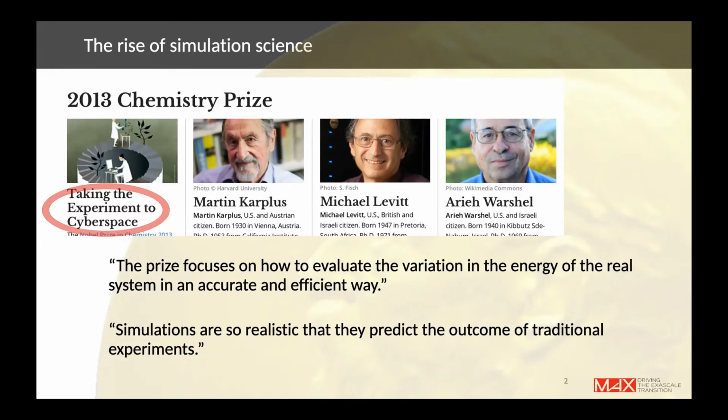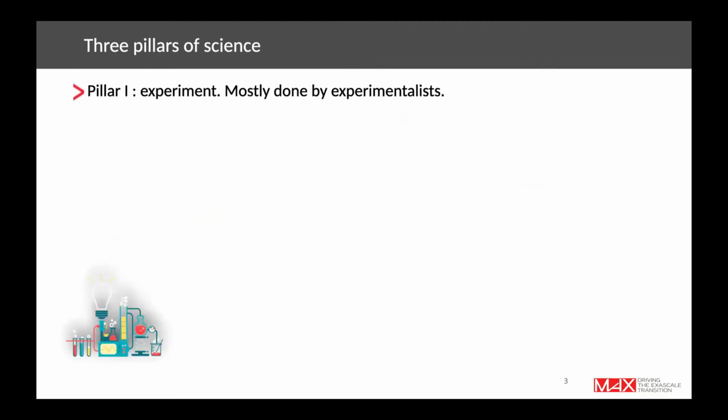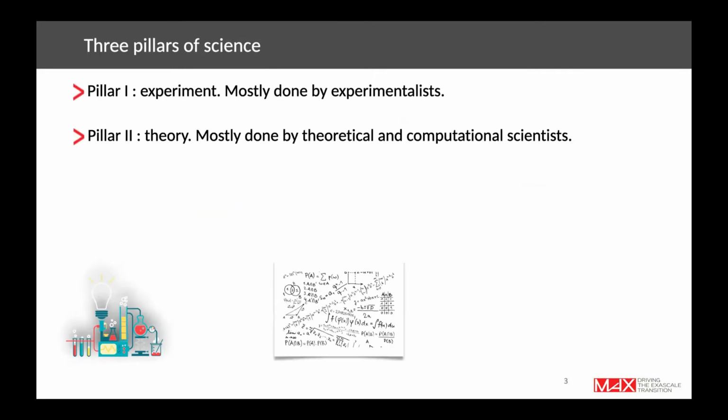And this is why I would also like you to have a look, a little bit from the top perspective, at how modern science looks. So we have three pillars. One pillar is the experiment, and obviously the experiment is mostly done by experimental scientists. Also, the second traditional pillar is the theory, which is mostly done by theoretical and computational scientists.